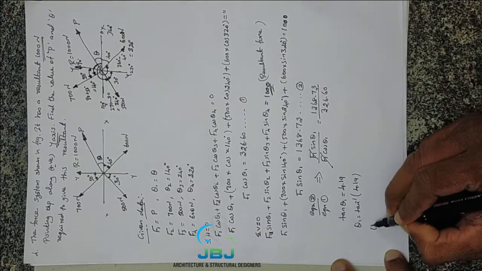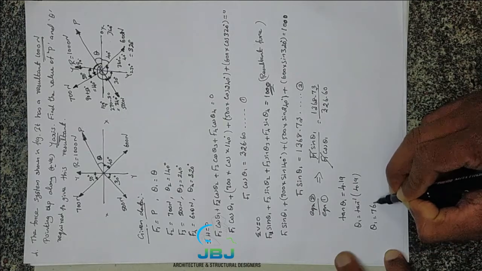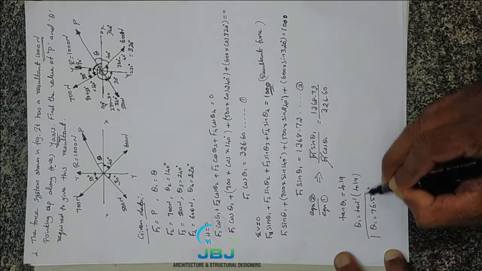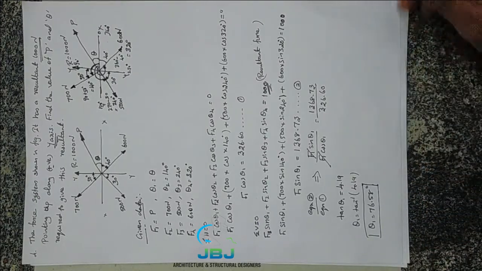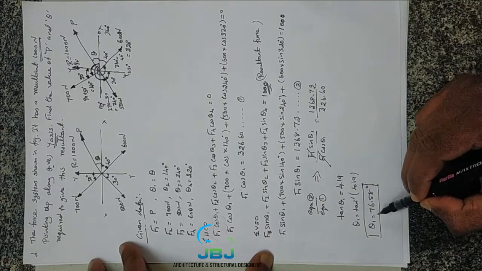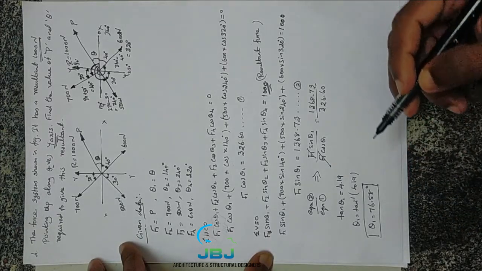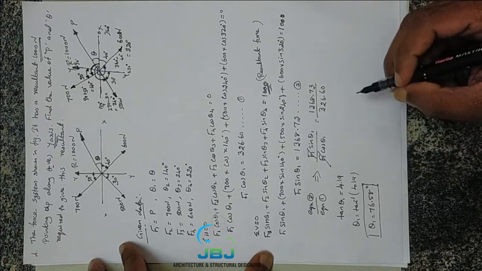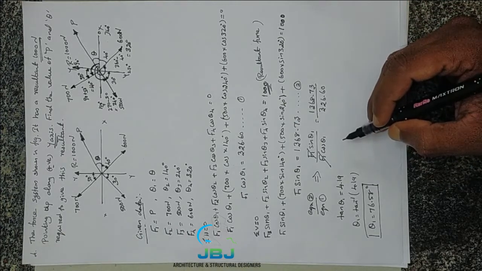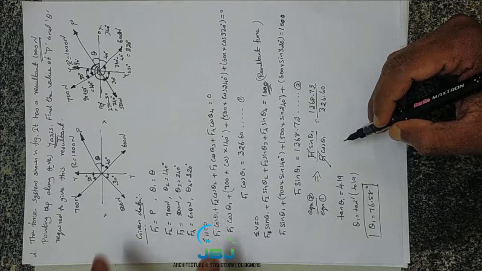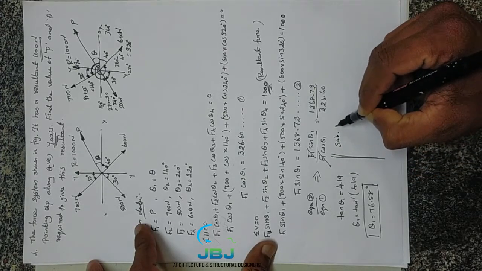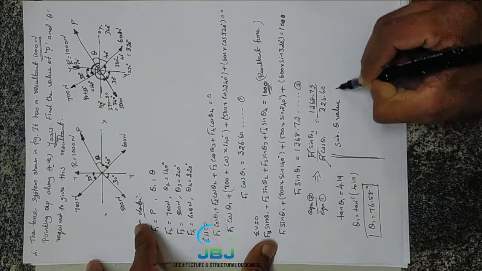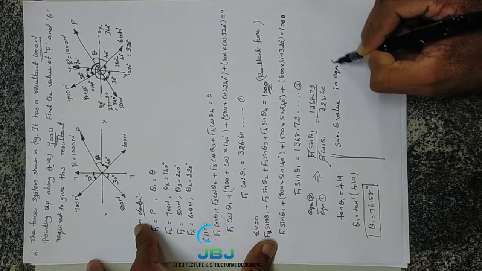You will get the value theta 1 equal to 76.58 degree. Okay, now we know the value of theta. Then you can substitute this theta value in equation 1 or equation 2, any one equation. Here I am going to substitute this value in equation 1.